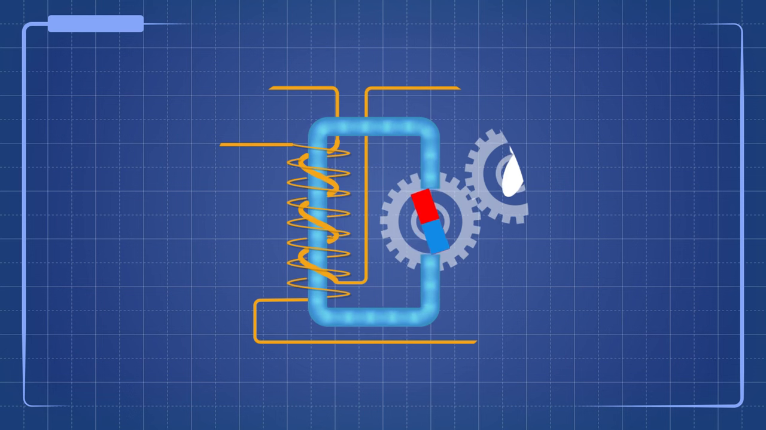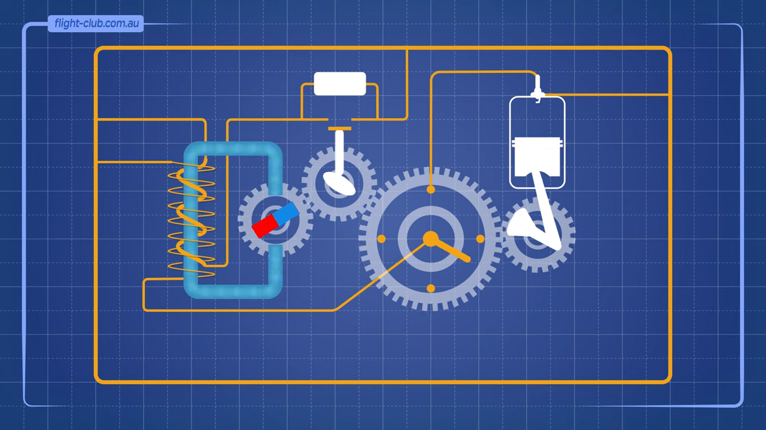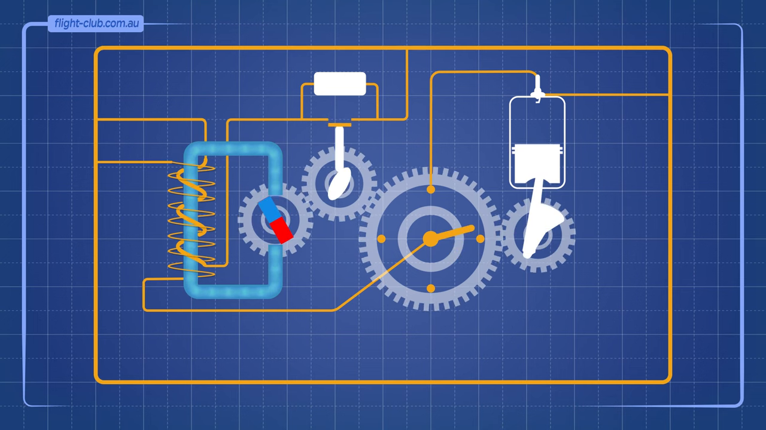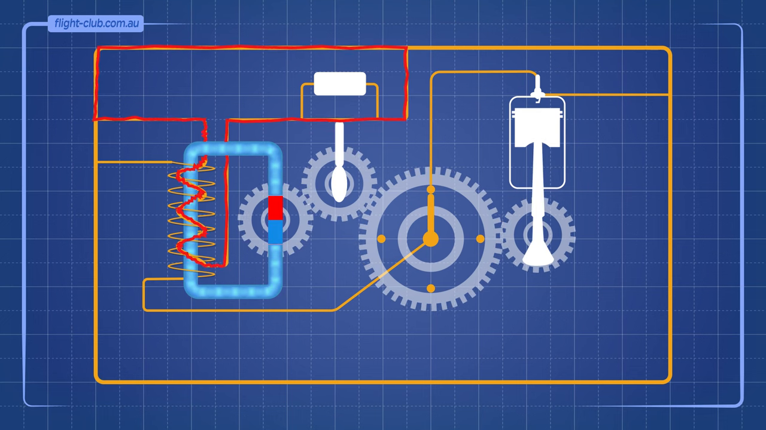The magneto has two copper wire coils, the primary and secondary coil. The primary coil is smaller than the secondary coil. Electrical current is generated in the primary coil and it flows around its circuit like this. There is not enough voltage in the primary coil, however, to create the spark in the spark plug. But the current in the primary coil creates its own magnetic field around the iron core.